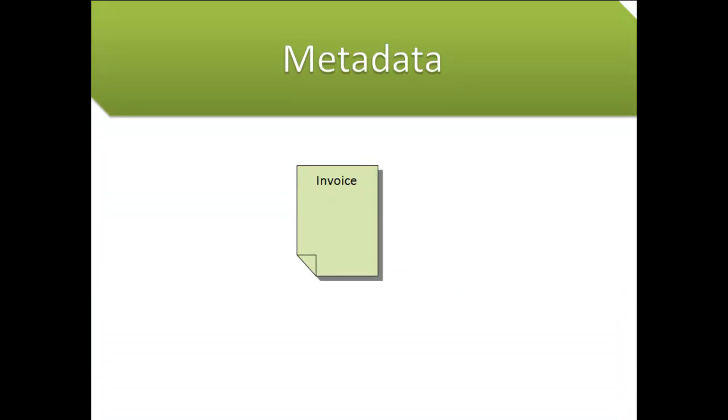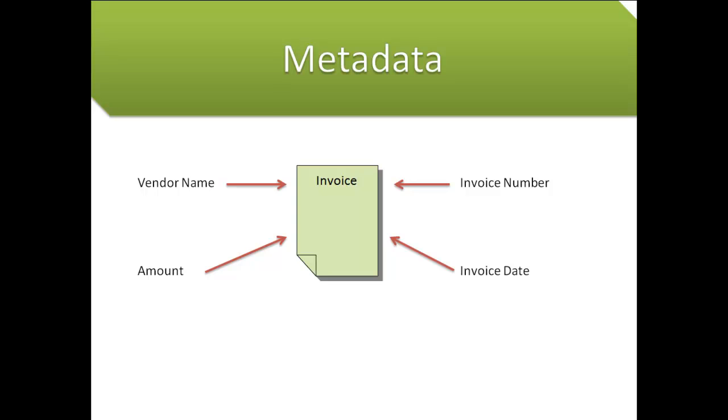Consider an invoice document. The metadata that can be used to describe this document could be invoice number, invoice amount, invoice date, and vendor name. The metadata fields in the schema are typically the types of information a user would search for to find the correct invoice type document.